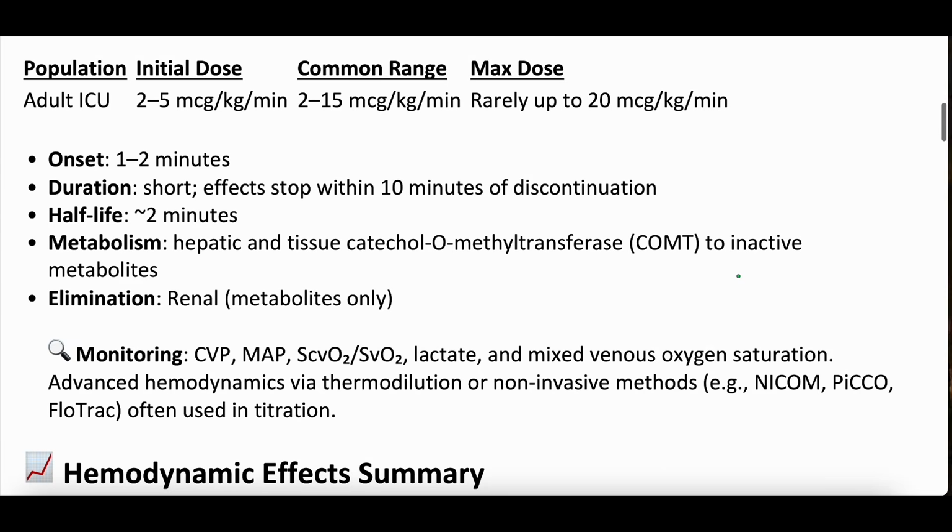Dosing and titration. So in patients, the initial dose of dobutamine is usually 2 to 5 micrograms per kilogram per minute, with a common range being 2 to 15 micrograms per kilogram per minute. We don't tend to go above 15, but you can. Some people do go up to 20. But if you were to see someone on 15, certainly 20 micrograms per kilogram per minute of dobutamine, that would be a really high dose. All right, it usually starts somewhere around 2.